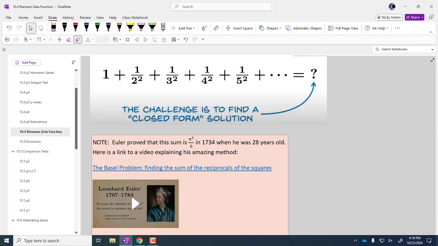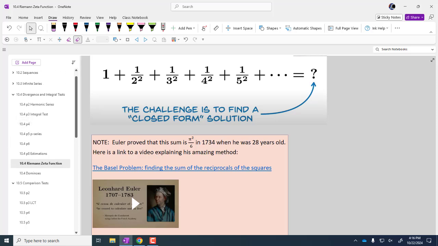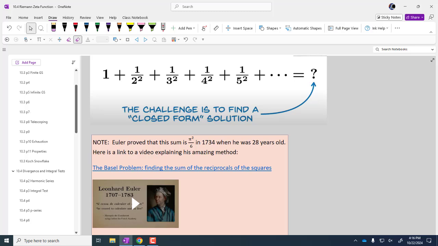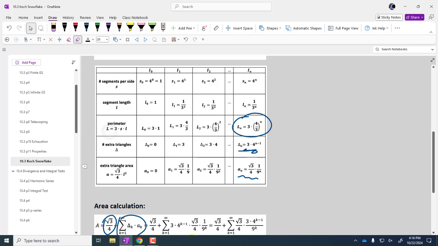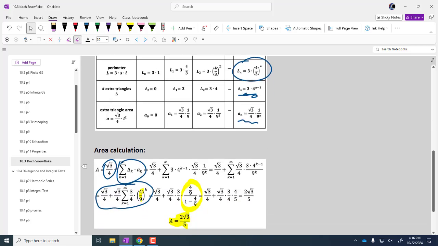So for the Koch snowflake, what would we have to prove for the test? For the Koch snowflake, you have to prove that the perimeter is infinite and the area is finite. So if we look at this beautiful table that I spent many hours creating, you basically just have to use this, reiterate these three things to get to the perimeter, take the limit, and for the area, reiterate those plus that calculation. And then you'll get infinite perimeter, finite area.